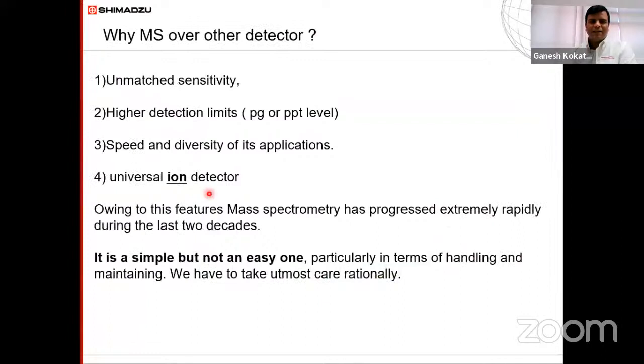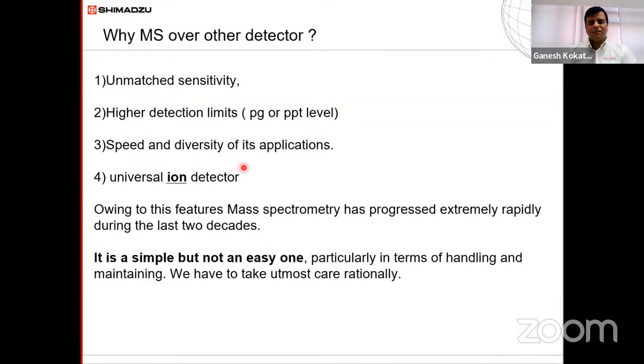Okay, then why MS over the other detectors? Yesterday I also gave you some glimpse: unmatched sensitivity and a lower detection limit, in the range of picogram, or you may say parts per trillion. Now it's not only parts per trillion, it's going beyond that, to picogram as well. Depending on the different sensitivity limits, we need to use different detectors in the LCMS.